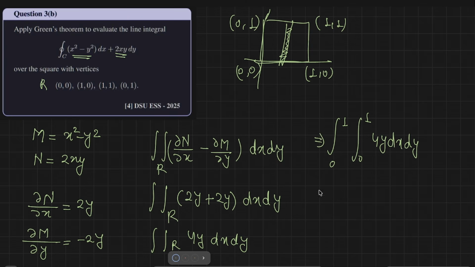By solving this integral, it is very easy. The answer is basically 2. The integral of 4y into y dx is going to be 2. So with this 4y, it will be 2. When you solve this integral, you can easily get it. So this is the solution, how you can apply Green's theorem here.